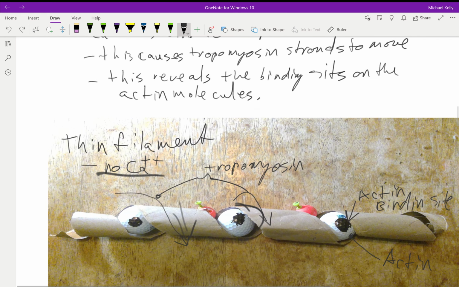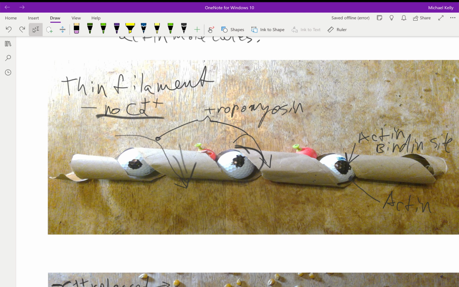Okay, and so here is my wonderfully made creation of a thin actin filament. These golf balls are my actins, and those black dots are the binding sites. The paper is my tropomyosin. These corks over here are my troponin, and this is with no calcium in the sarcoplasm yet, right?